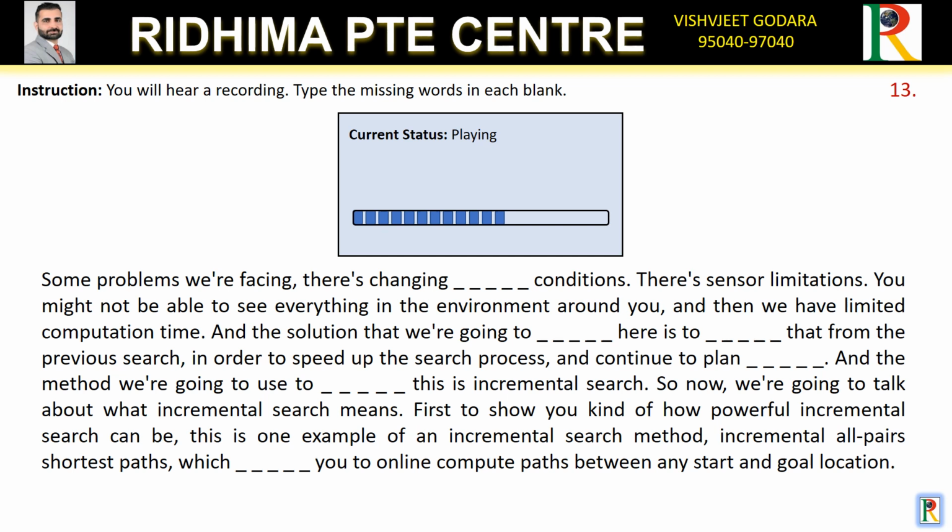So now we're going to talk a little bit about what incremental search means. First, to show you how powerful incremental search can be, this is one example of an incremental search method, incremental all pairs shortest paths, which allows you to compute paths online between any start and goal location.